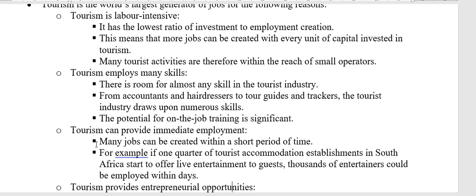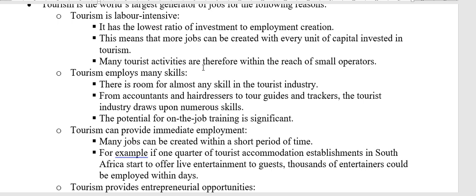All right, like for example in manufacturing, in order to create jobs in manufacturing, we first have to build a factory. There has to be a money expenditure, a large expenditure to build a factory before we can employ workers. But in the case of tourism, that is not always necessary. With a small amount of capital invested, we are able to create quite a few jobs. All right, which means that many tourist activities are within the reach of small operators. It's not only people that have a large amount of money to invest that can get involved in tourism.